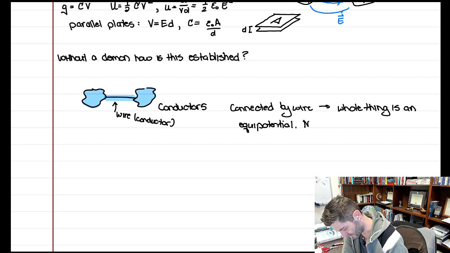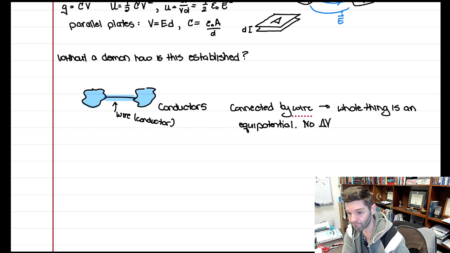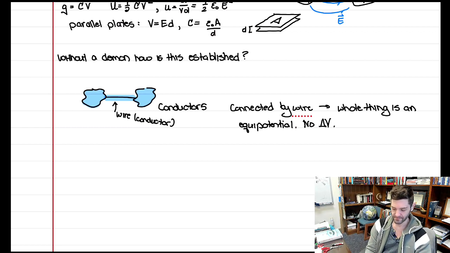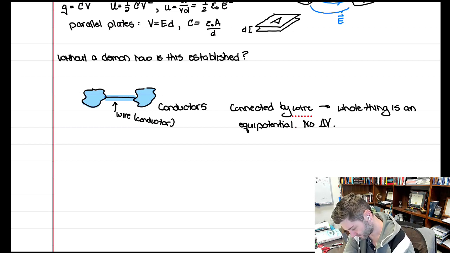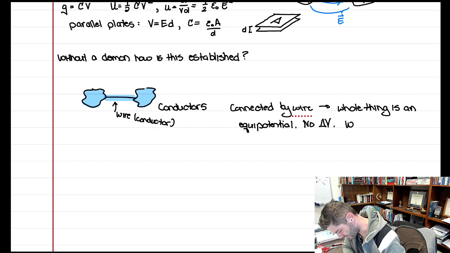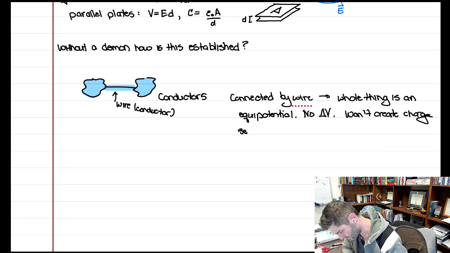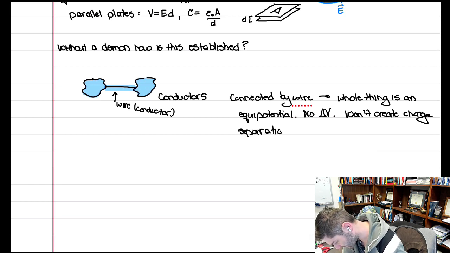So if there's no delta V, then there's no reason why they would separate naturally. So that wouldn't work. So this won't create any sort of charge separation on its own.